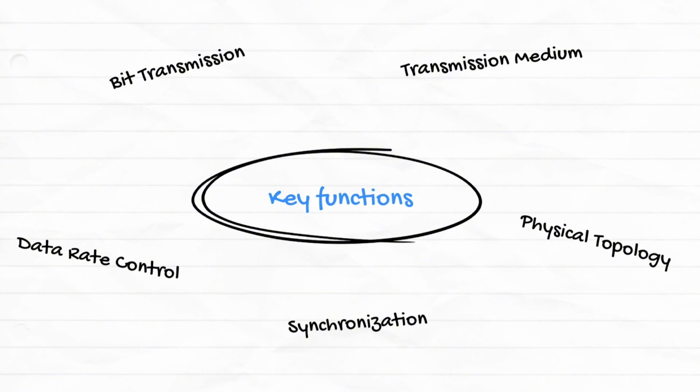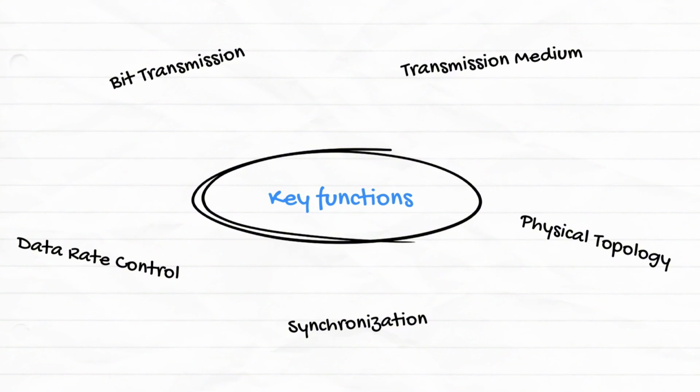3. Synchronization ensures that the sender and receiver are in sync, so data is transmitted and received correctly. Example: when streaming a video, synchronization ensures that the video data packets arrive in the correct order and at the right time, so you experience smooth playback without interruptions.